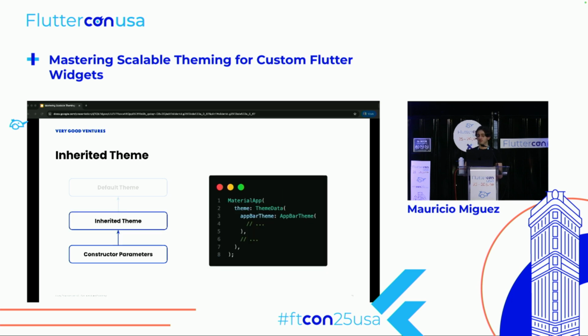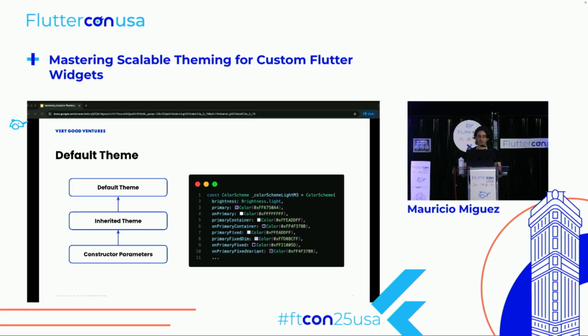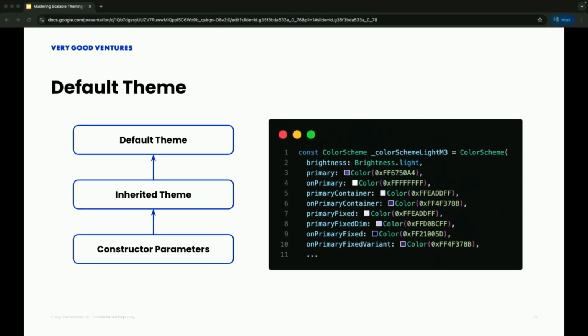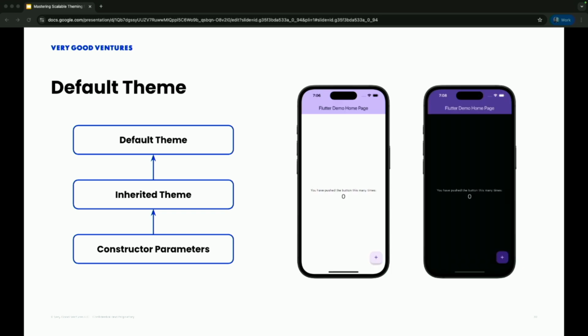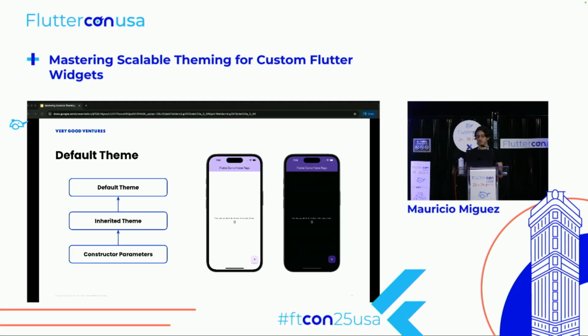Then we've got the inherited theme. This is actually where the ThemeData gets applied, so what we saw earlier is the point where it gets applied. And then lastly, if we have no constructor parameters applied and we have not overridden the inherited theme, we will default to the Material theme. It used to give the famous Flutter blue whitish color palette, but now with Material 3 you get this purplish color palette that is also quite nice.